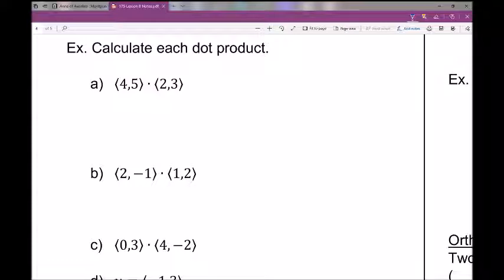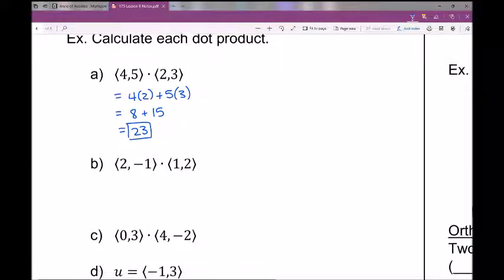First, we have 4, 5 dotted with 2, 3. So this is just going to be 4 times 2 plus 5 times 3, which is 8 plus 15, which is 23. So the dot product of those two vectors is 23.